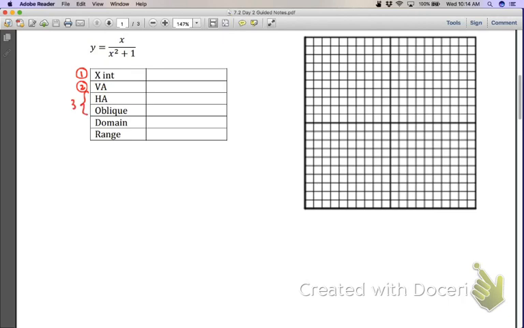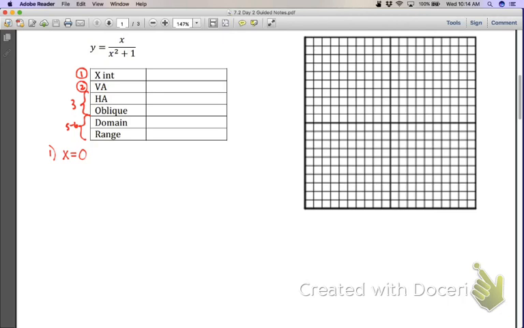Here is going to be 3, and then this is basically 5 and 6 as far as our steps are concerned. So first thing we have to do here is what? Find the x-intercept. So what do we need to set equal to 0? Set the top equal to 0. So x is equal to 0.